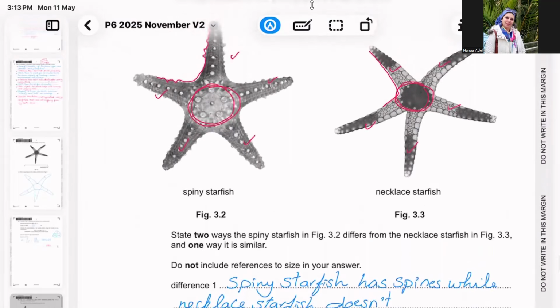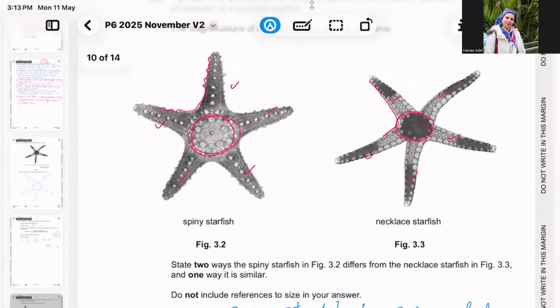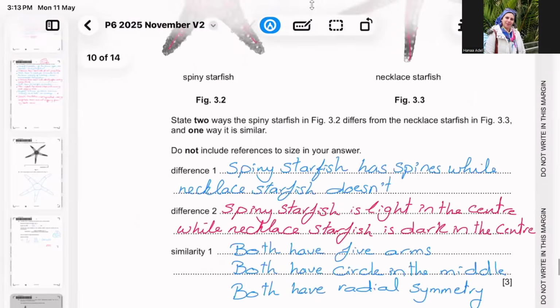So what is radial symmetry? Radial means it looks like the radius, so the parts are equal to each other. This is radial symmetry, in both. From the center, 1, 2, 3, 4, 5. So they have radial symmetry also.